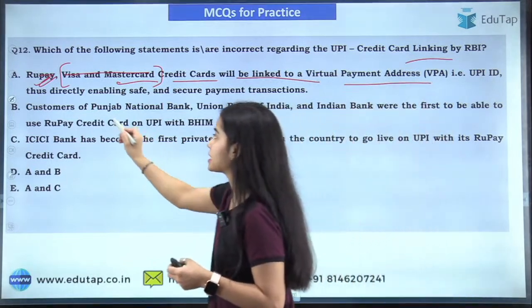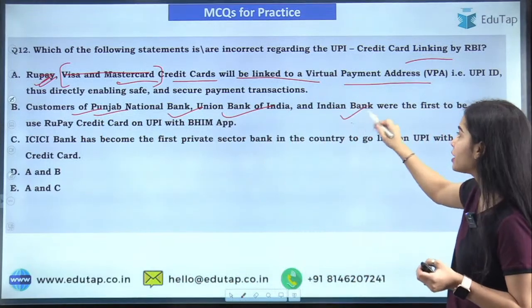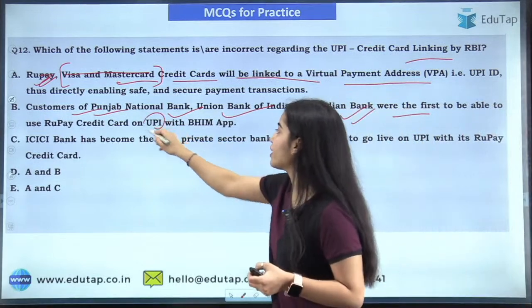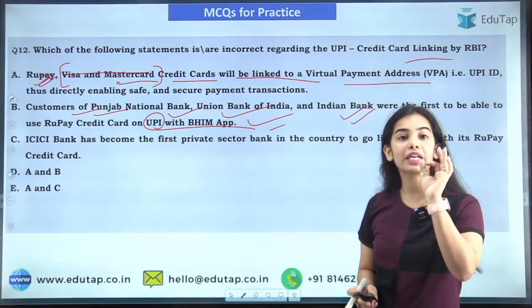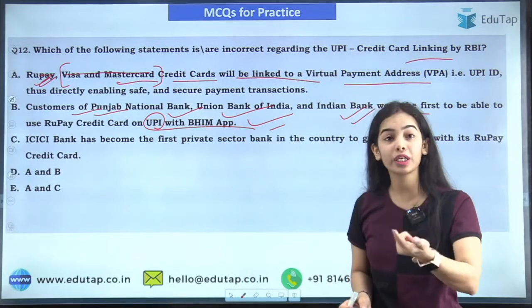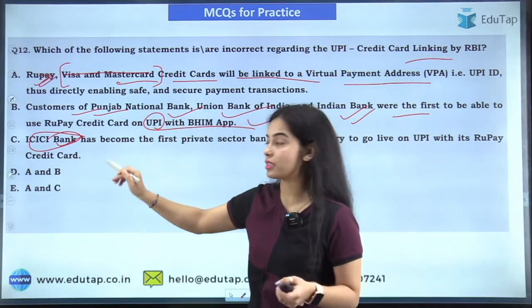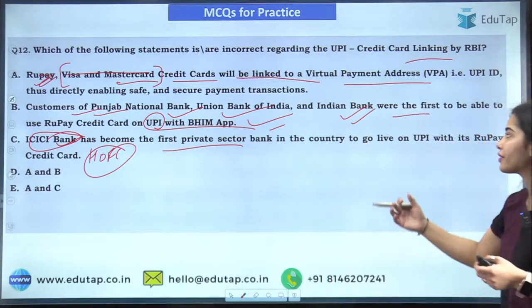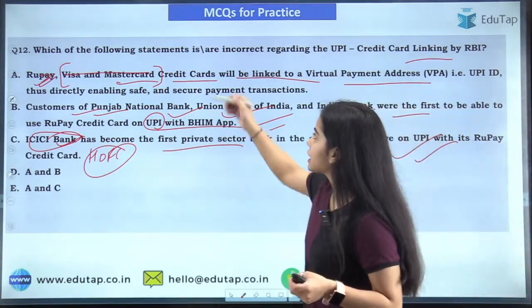Okay. Next is customers of Punjab National Bank, Union Bank of India and Indian Bank were the first to be able to use the RuPay credit card on UPI with the BHIM app. So this is also correct. These were the three public sector banks that were able to connect their RuPay credit card with the UPI because they were issuing the RuPay credit card. ICICI Bank, you should see this and you should cancel this. So it is SDFC Bank that has become the first private sector bank in the country to go live on the UPI with its RuPay credit card. So which is incorrect? This statement is incorrect.